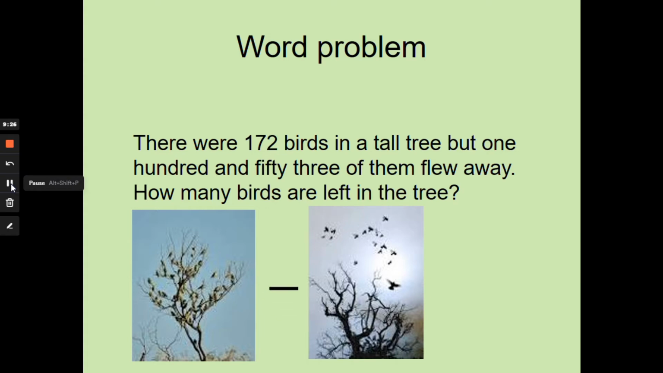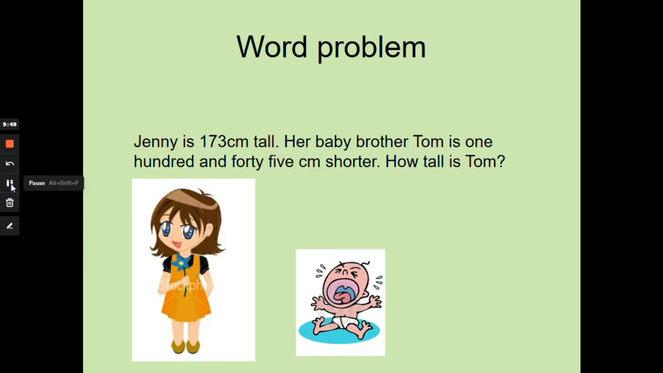Okay, so that was again another takeaway. So 172 in a tall tree, but 153 of them flew away. So that's 172, take away 153. So can you work that one out, please? So 172 on top, take away 153 on the bottom.